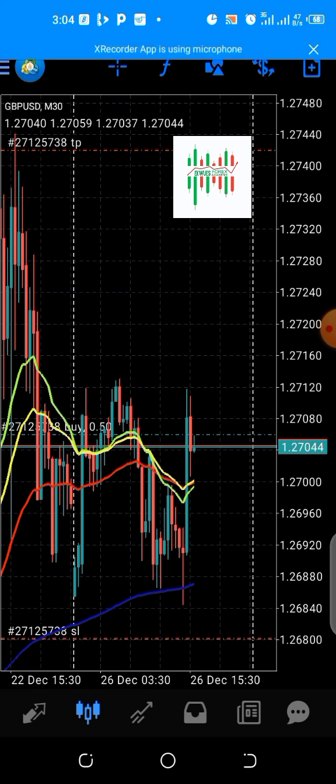Rule number one, London market session, check the position of the daily candlestick. If it's going bullish or bearish, come back to the H4. Is it in line with the daily time frame? Come back to the H1 and then the 30 minutes time frame. And mind you, if you are going for a buy, the market price has to be above the moving average.